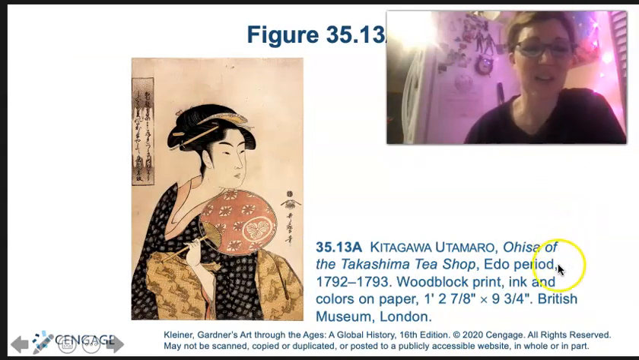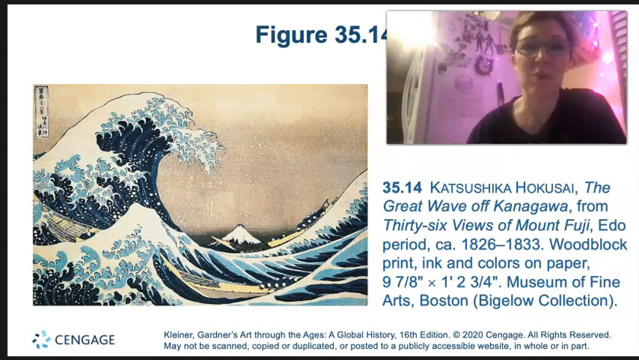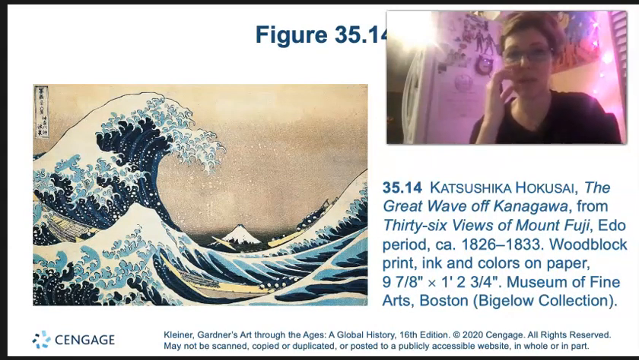So here we have another woodblock print, and I've seen this so many times. It's famous, but yet we don't have any notes about it. Kitagawa Utamaro, Ohisa of the Takashima tea shop, from the Edo period. Okay, here we have one everybody knows. It's almost like the Japanese Starry Night, right?